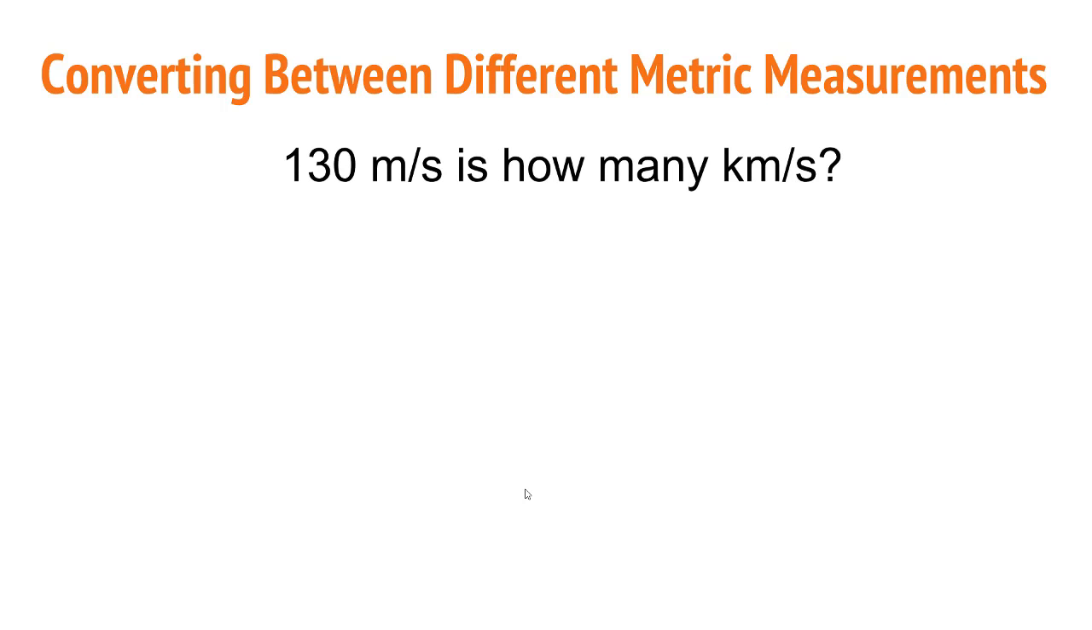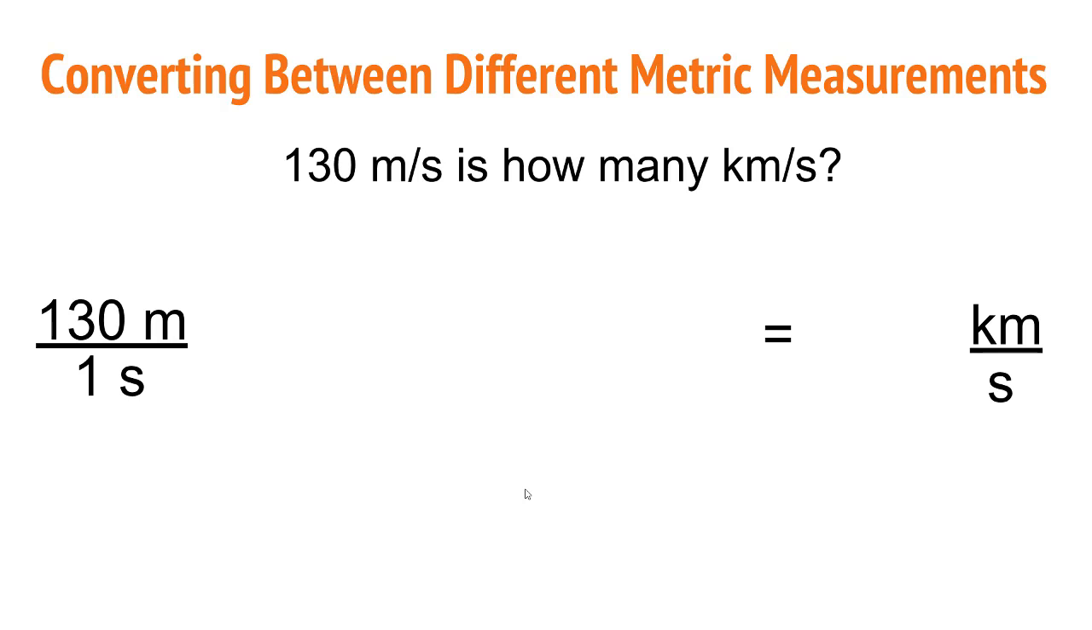Now converting between different metric measurements again, this is going to be a different question because we're going to work with speed this time, or velocity. So 130 meters per second is how many kilometers per second? We've got two different units here that we have to deal with. I've got 130 meters for 1 second, and I want to turn that into so many kilometers per second. Now I'm keeping the time measurement the same, so I don't have to worry about multiplying by any time conversions.